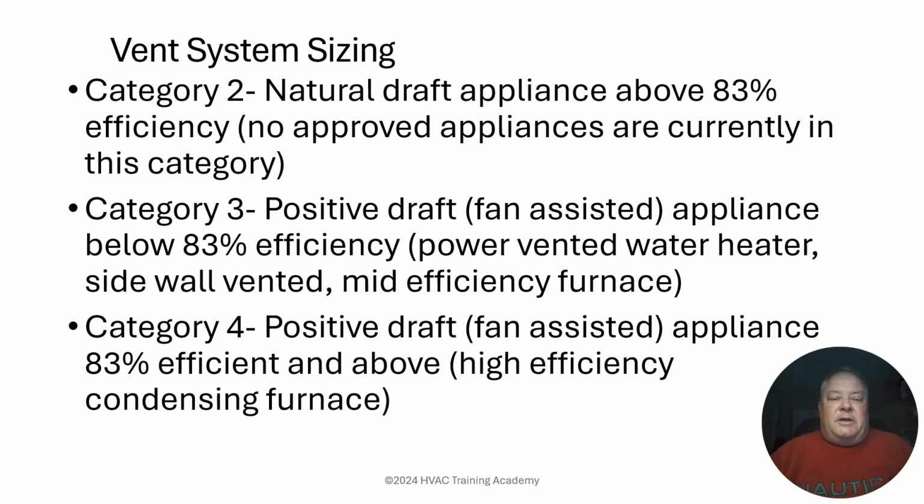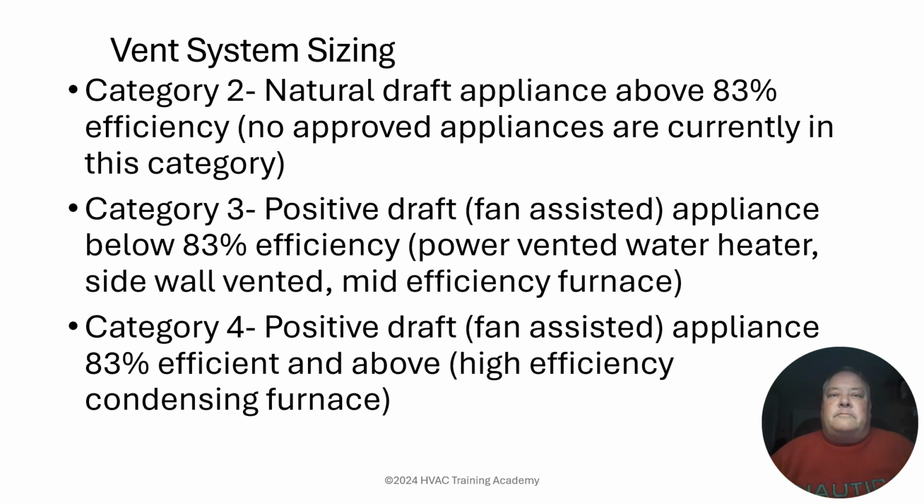A Category 2 appliance is a natural draft appliance above 83% efficiency. There are no approved appliances currently in this category. Now, there could be, just very unpopular, not really a big reason or a big push to have anything in this category. So really, for our purposes, Category 2 is really defunct. You can have it happen. I've seen it, natural draft pieces of equipment over 83% efficiency, but they're generally very unsafe to be utilized unless they're supervised pieces of equipment.